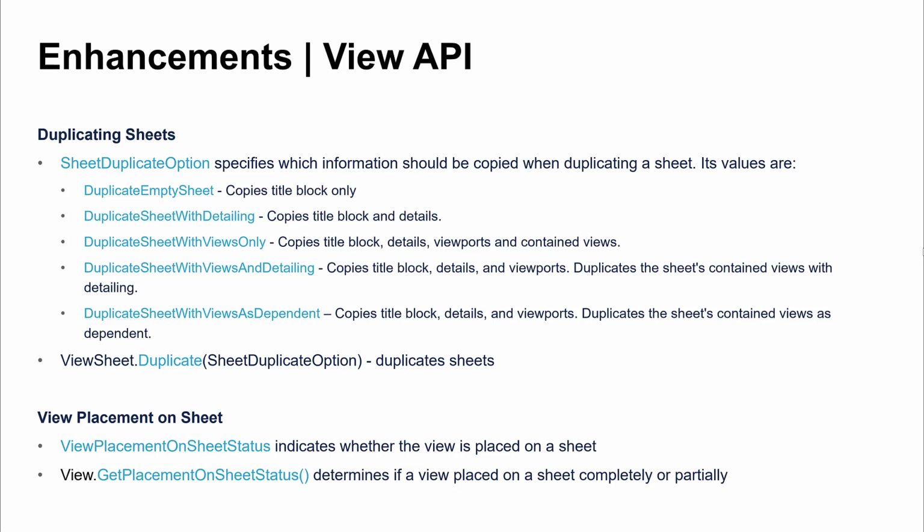So a lot of flexibility and a lot of automation possible that makes it much simpler rather than having to actually copy the views and then update all the documentation. And then view sheet has a new method that is called just Duplicate that actually takes in this option and allows you to duplicate the sheets. And then we also have the ability for views to identify whether a view is placed on a sheet. So this placement on sheet status class indicates whether a view is placed on a sheet, and you can ask a view whether it has been placed on a sheet or not.